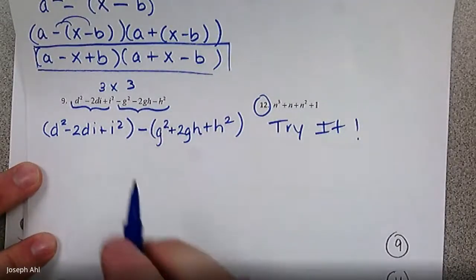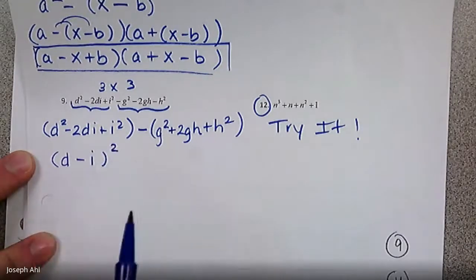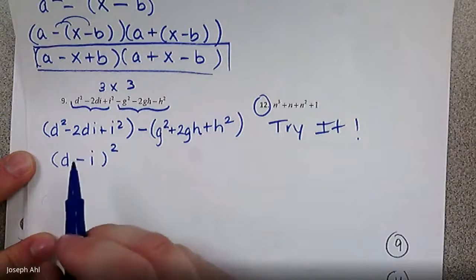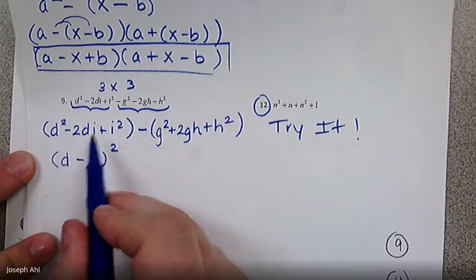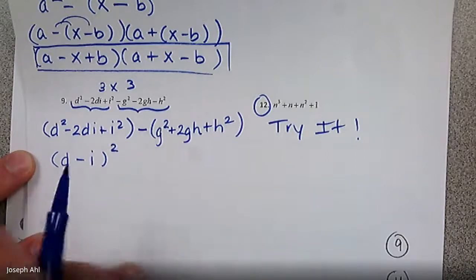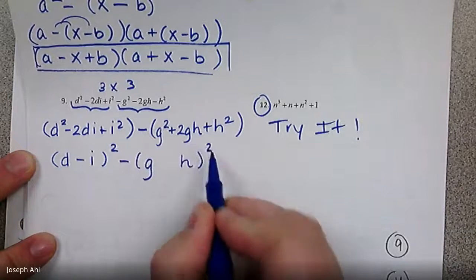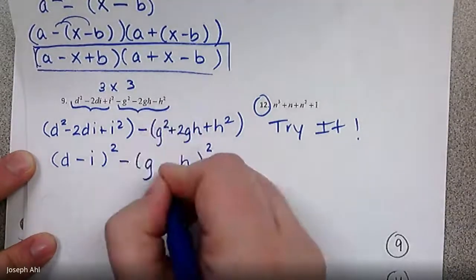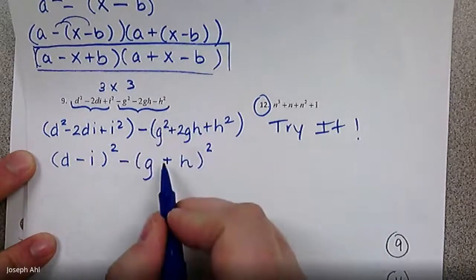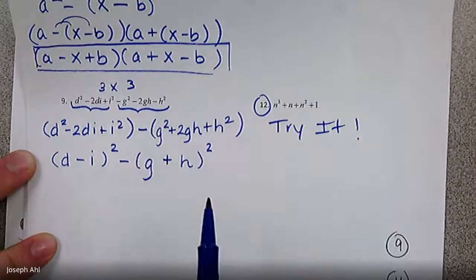Okay. So what does this factor into? It would factor into d minus i squared. Right? d times d is the d squared, i times i, and the middle term of negative 2di is d minus i squared. Minus, what sign do I have to put in between g and h to get a positive 2gh in the middle? Well, better be plus. And if you do g plus h times g plus h, you're going to get that trinomial again.